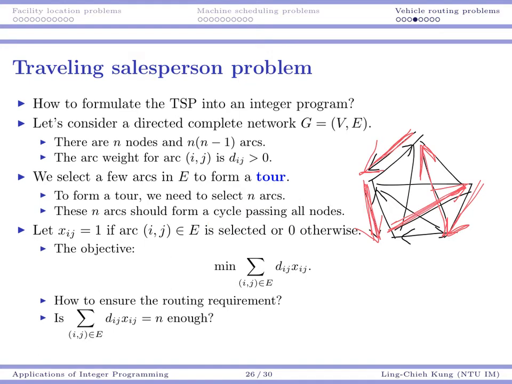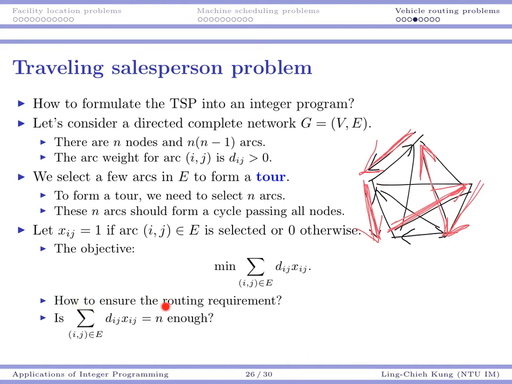So to define our decision variables, let's first use xij to be either 0 or 1. 1 means we want to select that arc into our tour, and 0 otherwise. Then the objective function is very simple. We want to sum up all the distances we travel through. So that would just be to minimize the total distance we travel. That's our objective function.